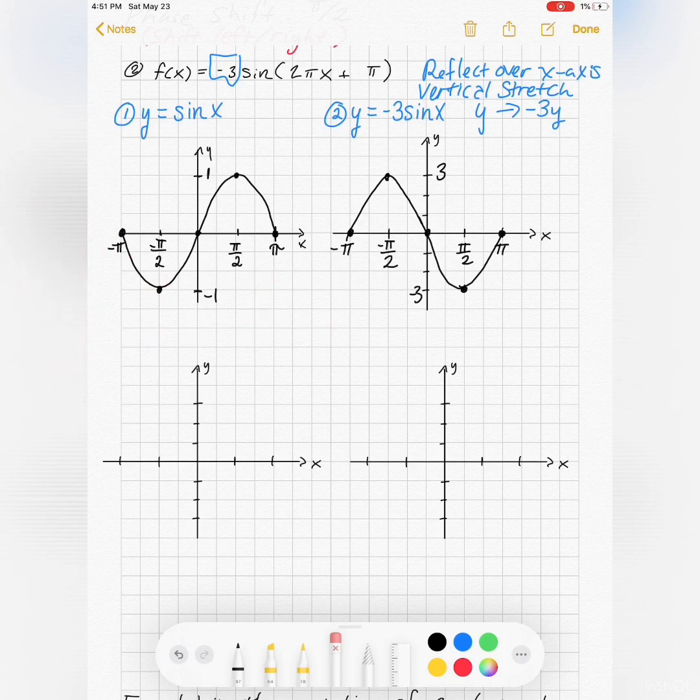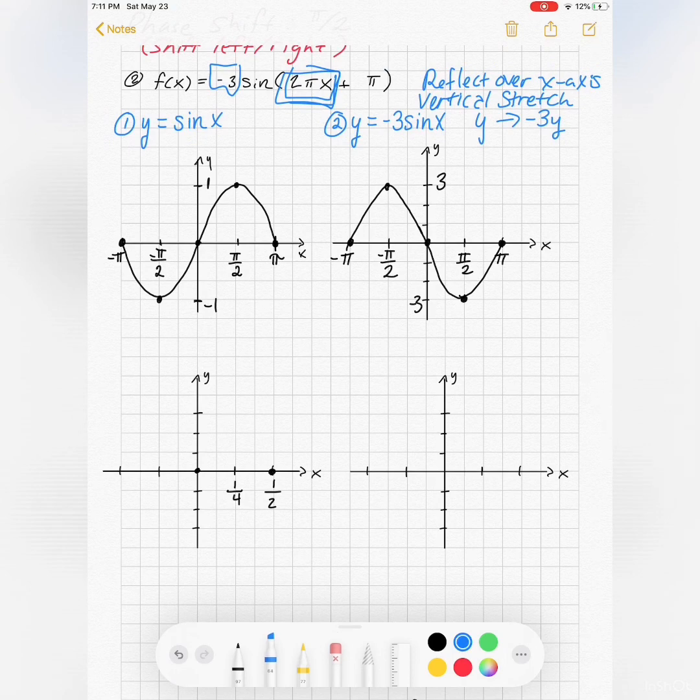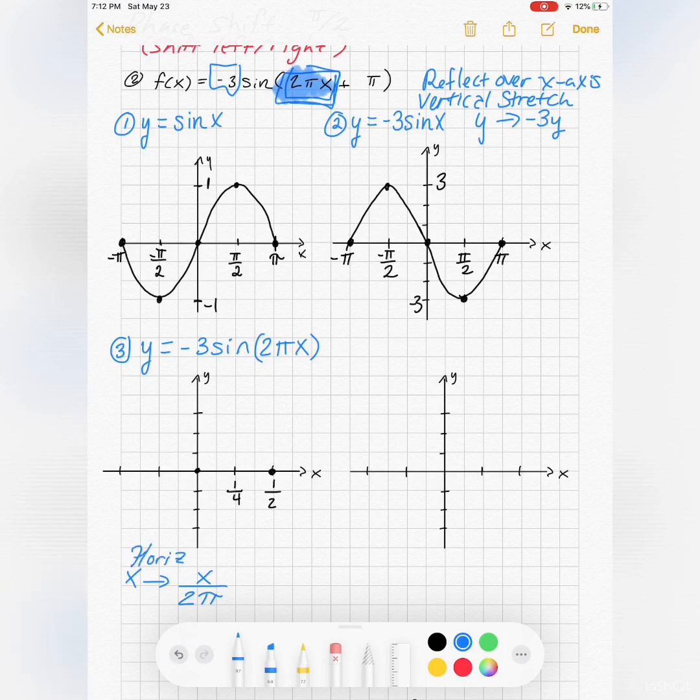Okie dokie, so what's next? Again, I'm looking for multiplications or divisions. So look back at my equation. I can see the other multiplication here is by this 2 pi that's inside the parentheses. Because that's inside, I know that's affecting the x. Remember, x things happen opposite of how they look. So instead of multiplying the x's by 2 pi, we're actually going to be dividing the x's by 2 pi. Then I'll be making the x's smaller. This will be a horizontal compression.